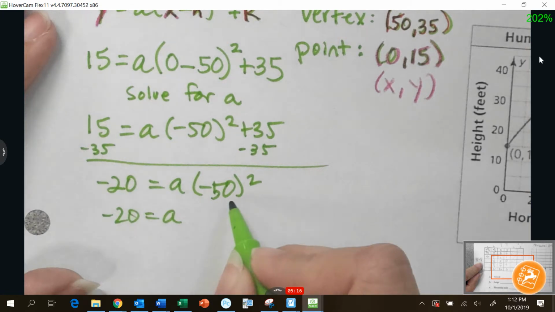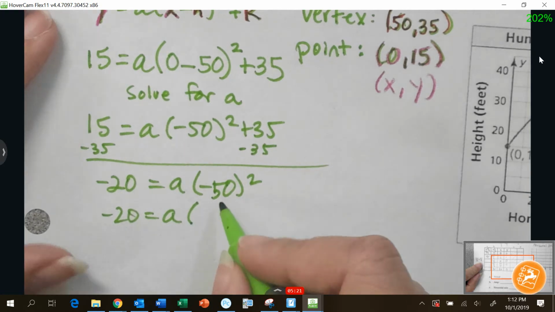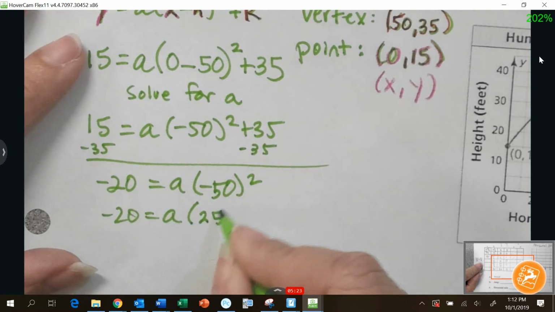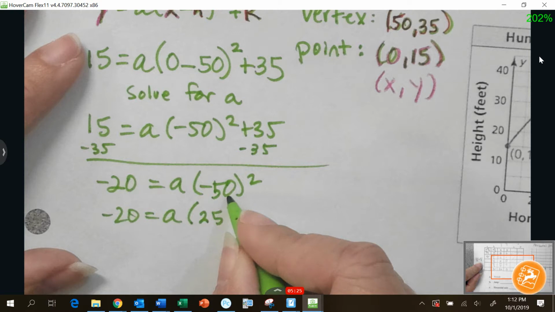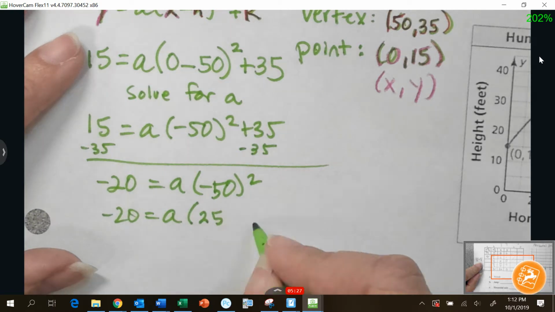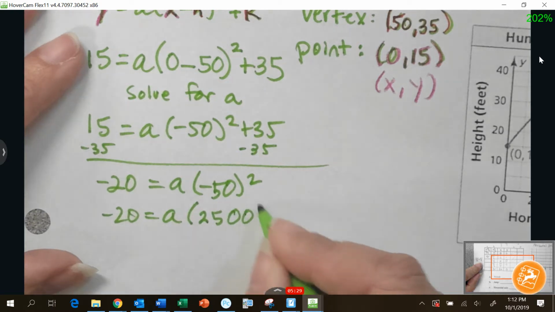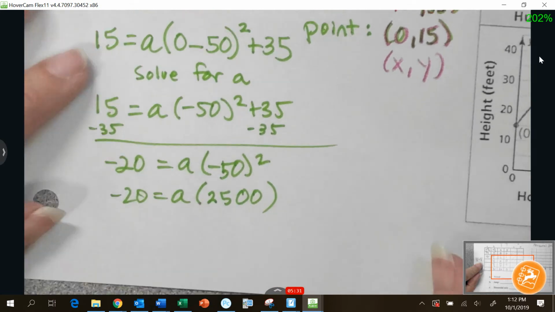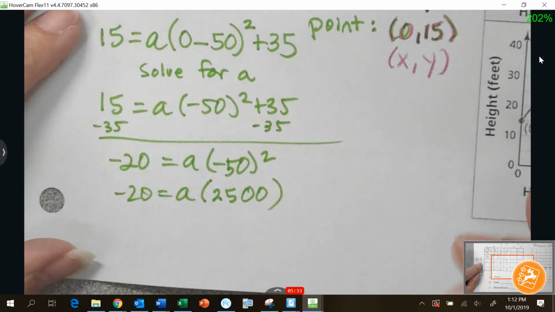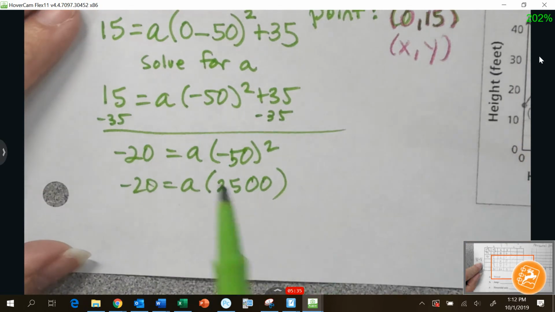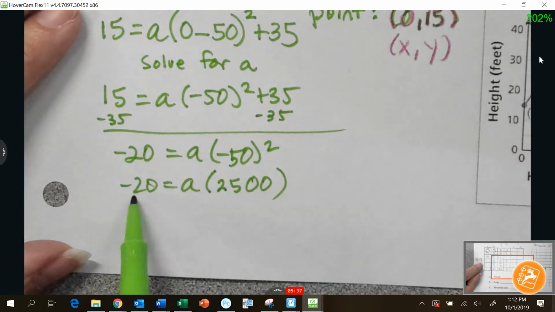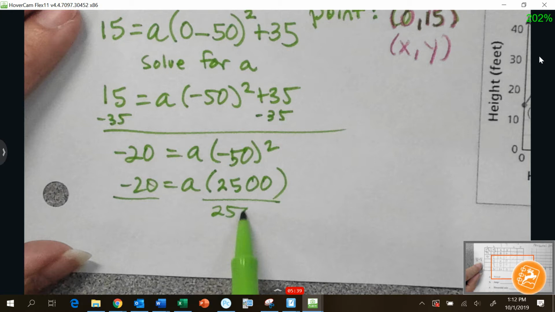What is a negative squared? Positive. What's 5 squared? And then how many zeros should we have? 2 of them. 2,500. Or you could use your calculator. It just takes me longer to pull it out than just do it by hand. And then finally, to get a by itself, I'm going to divide by 2,500.